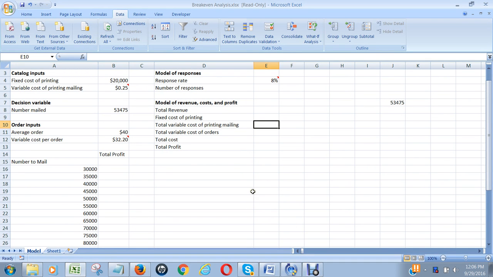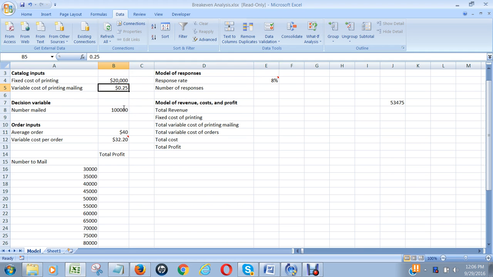Okay, looks like a cost volume profit model or a break-even analysis. I'm going to go through and show you how I would solve this. First thing you need to do is decide how many of these pieces to mail out to your customers. 8% of them will respond and buy from your mail out.